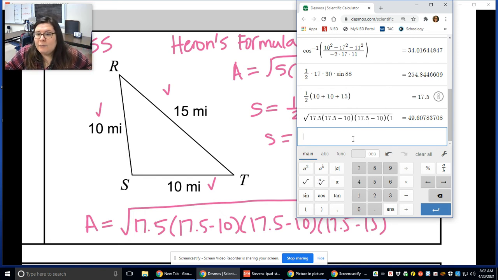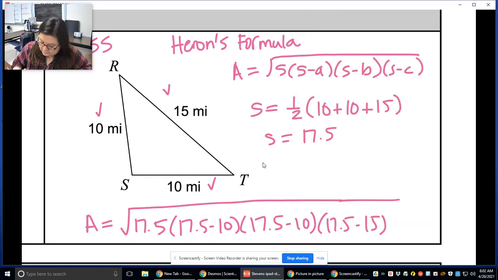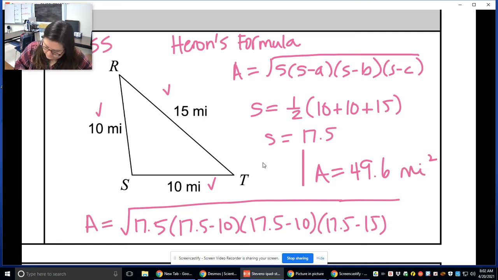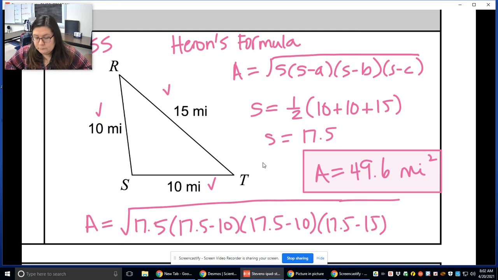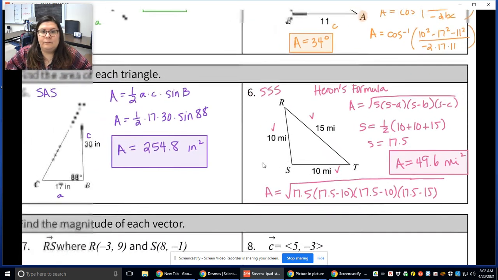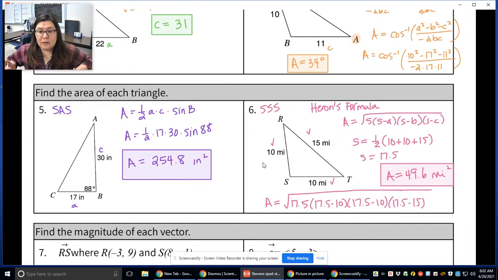Okay, and this is what I get, 49.6. So the area of that triangle, sorry, this is getting a little messy, is 49.6 square miles. Okay, so that's all the stuff with triangles. So law of sines, law of cosines, area. The rest of this review is going to deal with vectors.